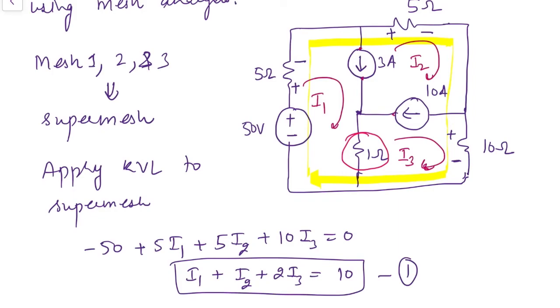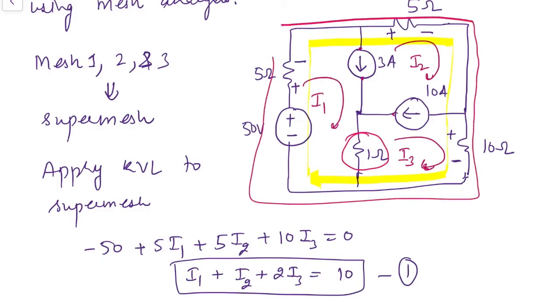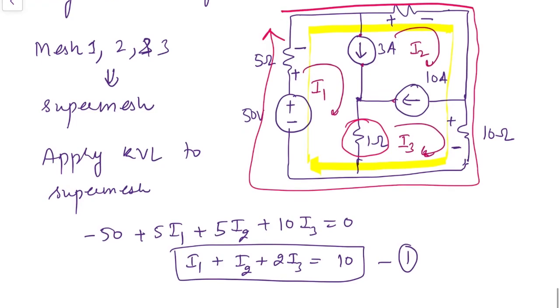So all the branches which are common to these meshes are actually neglected. We don't need to write the voltage drop across that circuit element. So 1 ohm is common to first and third mesh, so we don't need to write the voltage drop across this, because this is not coming in the path of the super mesh. This is the path of the super mesh, and 1 ohm is not part of the super mesh. Then we have constraint equations.